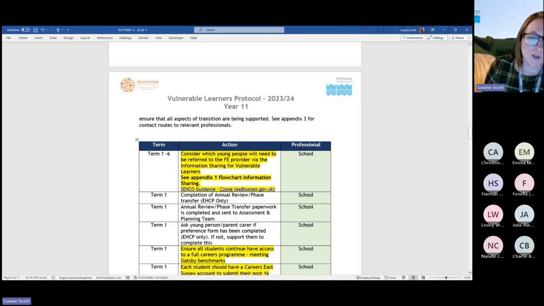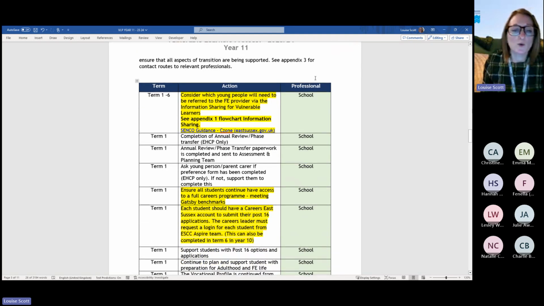Okay, so highlighting a couple here. So first of all, this one that I've highlighted is consider which young people will need to be referred to the FE provider via the information sharing for vulnerable learners. And this is for the school. So this is thinking about which young people in your setting are vulnerable learners and what FE providers are going to need to know about this young person. So the reason we've put this in term 1 to term 6 is this will be something that happens throughout the whole academic year. So that's when that will start.